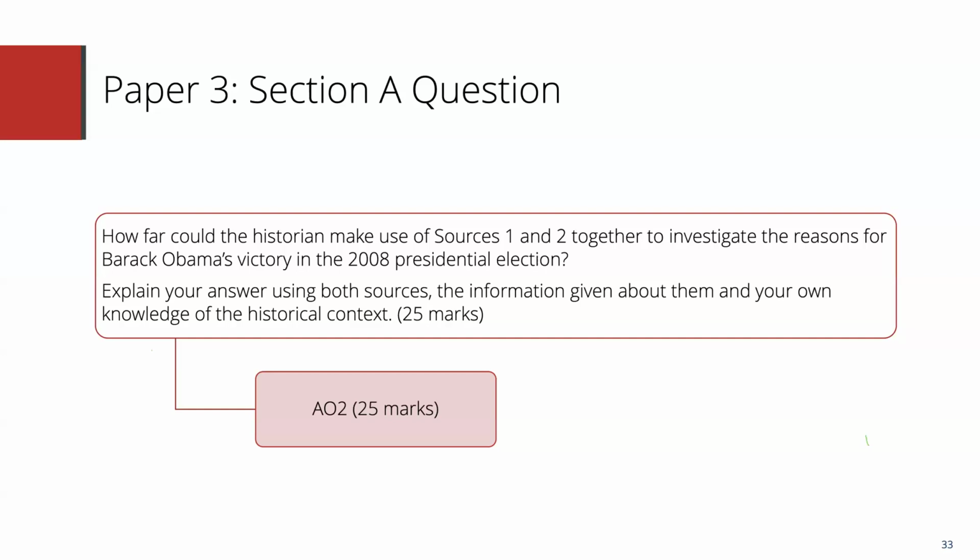Don't keep them separate, because the limitations might not even get them out of a level 2 response, and that would be a shame, especially if an examiner can see, well, they clearly understand source 1, they clearly understand source 2, but there's nothing to suggest that they are working them together.